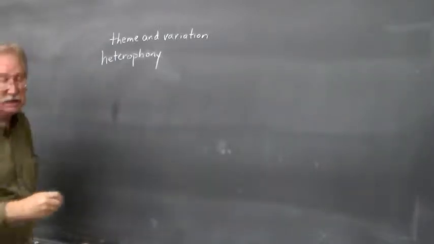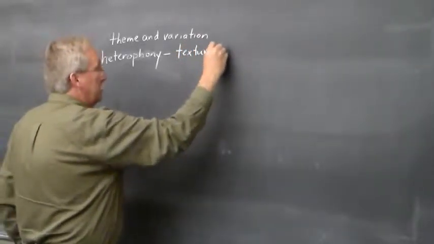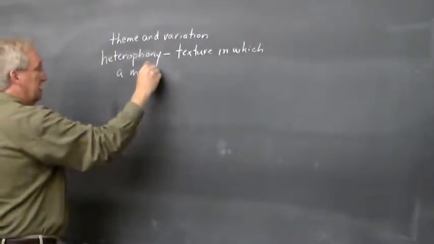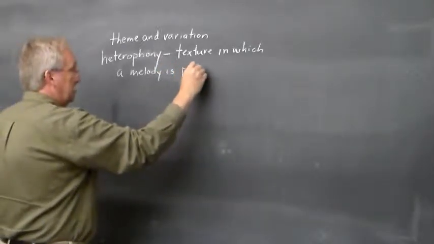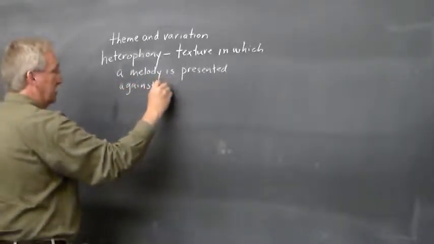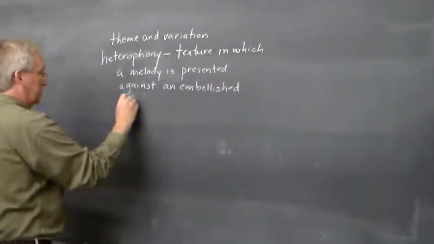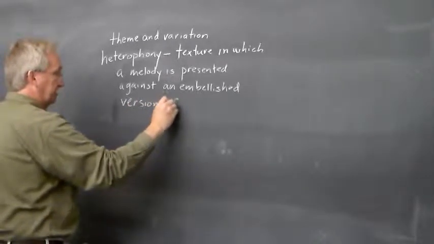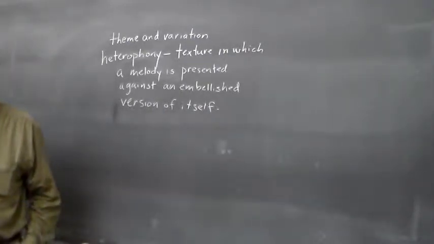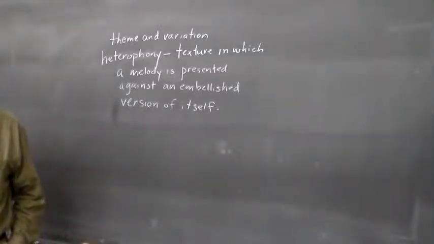is the term heterophony. So heterophony is a texture in which a melody is presented against an embellished version of itself. So this is a typical texture that will occur in theme and variation, in which the theme itself is sounding against an embellishment of the theme.